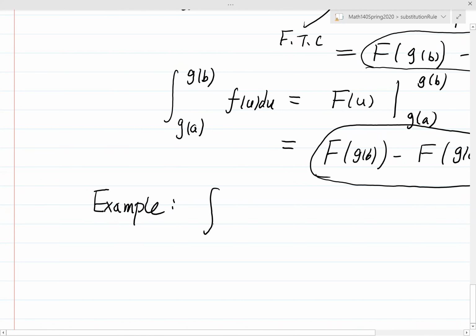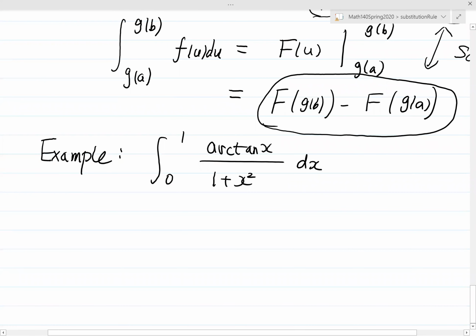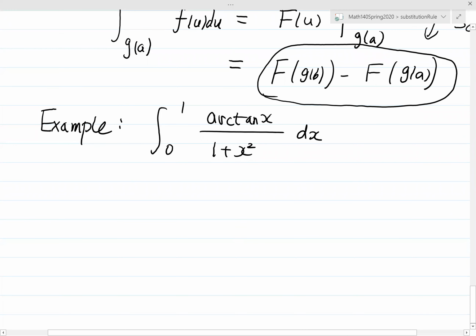Let's see this example: the integral from 0 to 1 of arctan x over 1 plus x squared dx. Now, first of all, you see this function, arctan x over 1 plus x squared, is not in the antiderivative table. Then we should use some other technique.